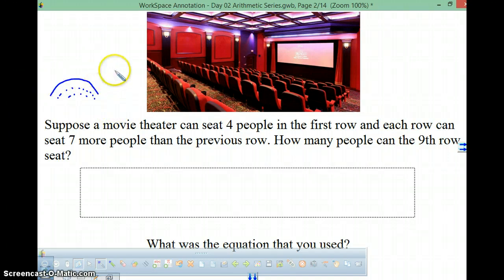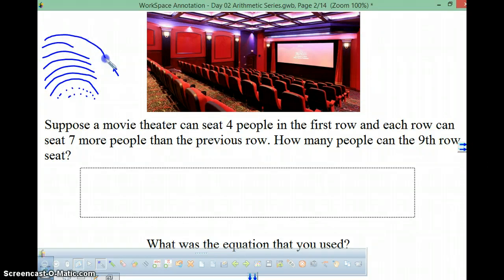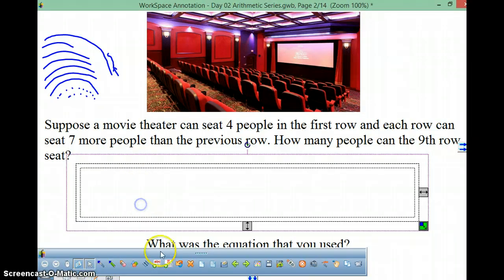Okay, just the 9th row. So we've got 1, 2, 3, 4, 5, 6, 7, 8, 9. That 9th row is going to be really big, right? Imagine these were all big. Okay, let's get into it. How many people can the 9th row seat? Well, based on the homework that you did yesterday, that answer is pretty easy. I'll just uncover it.